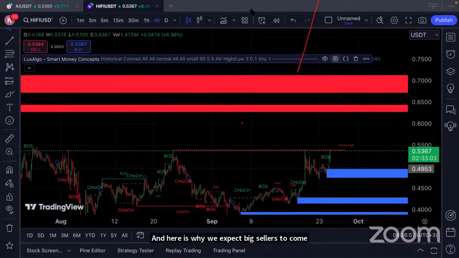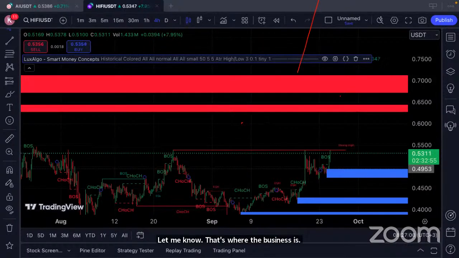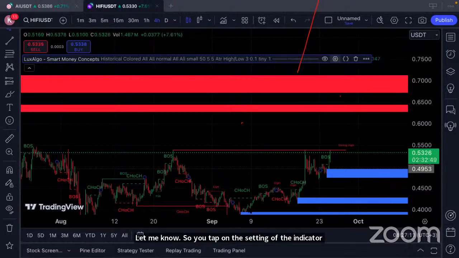And here is where you expect big sellers to come in. Is that hard or is it simple? Let me know. That's where the business is. So you tap on the setting of the indicator here. Then you come and see, that's where the business is.